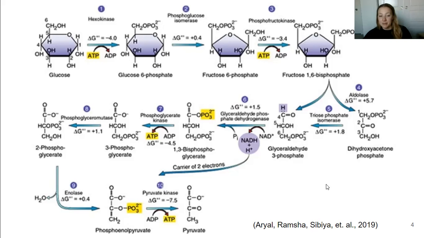So step 7 begins with the 1,3-bisphosphoglycerate being converted into 3-phosphoglycerate by the enzyme phosphoglycerate kinase. This consists of the loss of the phosphate group off the 1,3-bisphosphoglycerate. This phosphate is then transferred into a molecule of ADP, creating the first ATP molecule.